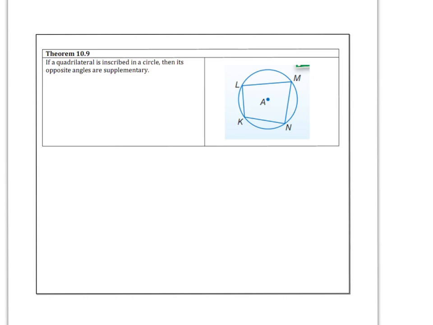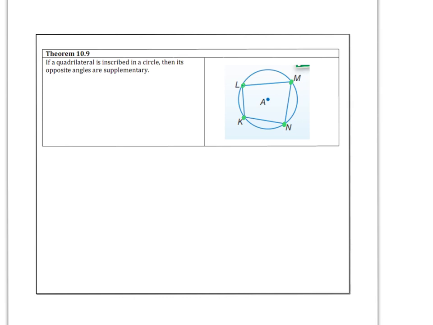Next, instead of a triangle being inscribed in a circle, let's talk about what happens if we have a quadrilateral inscribed in a circle. So here we have a quadrilateral, it's inscribed in the circle. You can see that its four corners touch the circle exactly along the circumference there. And what this theorem says is if the quadrilateral is inscribed in a circle, then its opposite angles are supplementary.